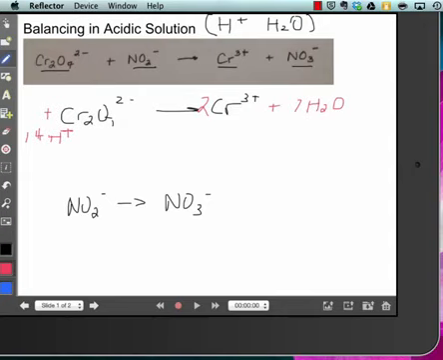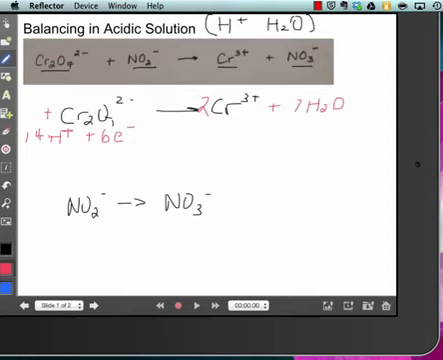Now I also have to balance the charges. If you look on the left, I have plus 14 and minus 2. That's a total of plus 12. On the right, I have 2 times plus 6. That's a total of plus 6. So I have plus 12 on the left and plus 6 on the right. I need to add a number of electrons to one side to even that out. So I'm going to add 6 electrons here on the left, because now I have a total of plus 6 on the left and plus 6 on the right. That half reaction is balanced right now.